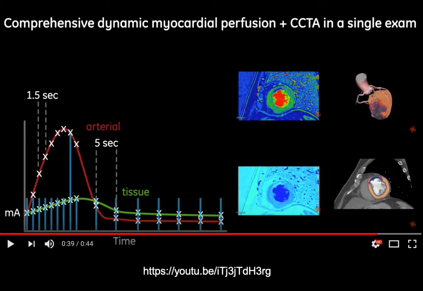The nice thing is that, as we showed earlier, you don't really need a high dose to look at these things. So you don't necessarily have to run them at the high currents that we talked about earlier for the coronaries. You can do them at a lower current value. You can also run them at a lower spatial resolution.